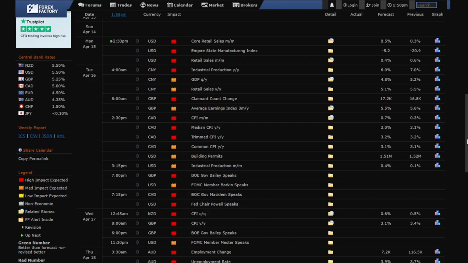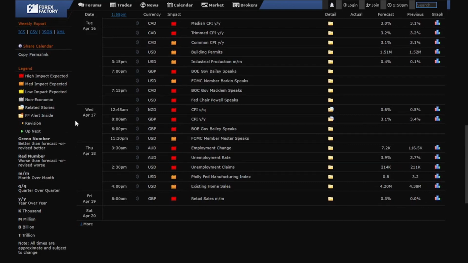speaks. Now looking at Wednesday, April the 17th, at 12:45 a.m. we have NZD CPI, and at 8 a.m. we have GBP CPI. Guys, watch out for this one if you are trading the GBP pairs or NZD pairs. Watch out for this one, guys. Now at 6 p.m. we have GBP Bank of England Bailey speaks, and at 11:30 this one is a medium impact expected, so it doesn't have too much volatility, but it does have medium volatility. As you can see here, we have FOMC member Mester speaks.